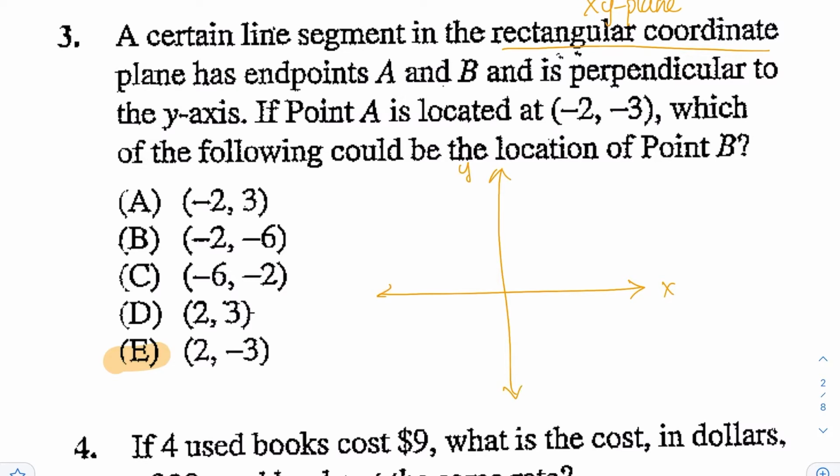Now, A and B is a line segment, I should say, and it's perpendicular to the y-axis. So perpendicular means 90 degrees. So it forms that letter T, or plus sign. So the y-axis is running up and down, and you want to be perpendicular to that. So that's going to look like this. Now, one of the points is that -2 comma -3. So that's actually here in quadrant 3. And you need it to be perpendicular, so it has to go this way.